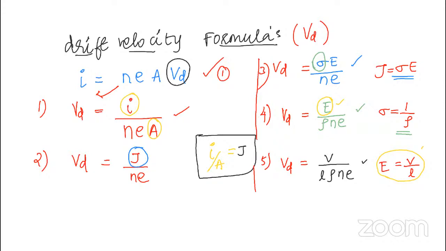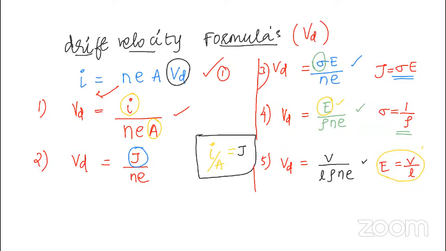Suppose voltage and length values are given, which formula is suitable out of the 5? If they provide V and L, which formula can we use? Yes, right, we can use the fifth formula.